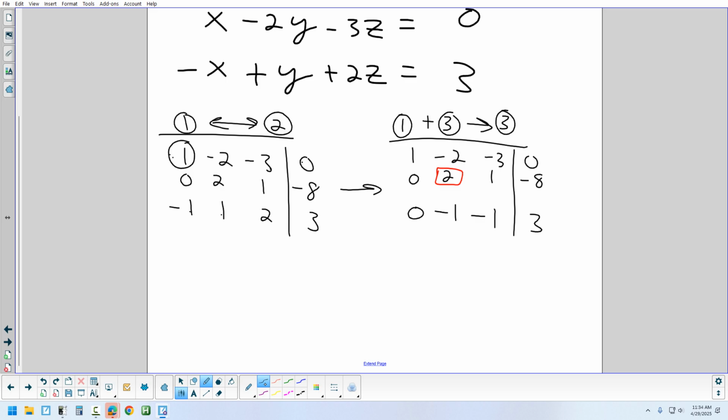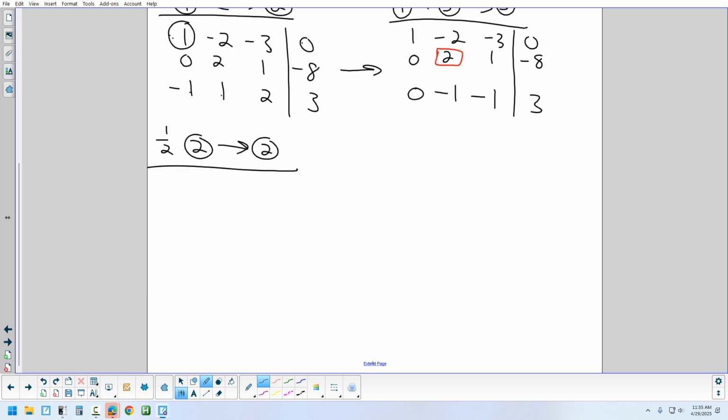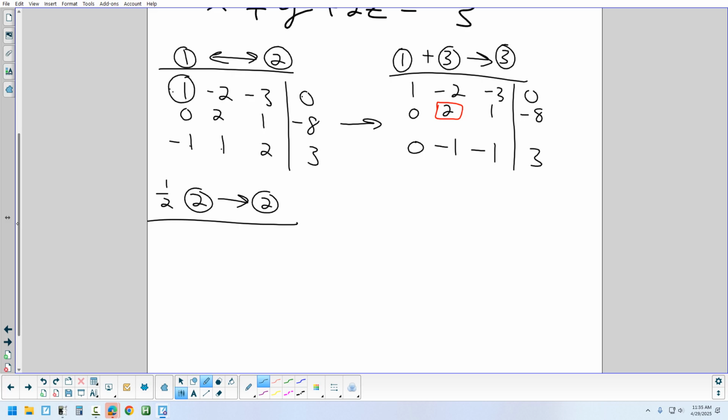So we're going to take row 2, and I'm going to circle the 2. We're going to multiply it by 1/2, and that's going to replace row 2. So that's my next step. What's not changing in this step? Rows 1 and 3. What I like to do is copy down everything that doesn't change first. 1, -2, -3, 0, 0, -1, -1, 3.